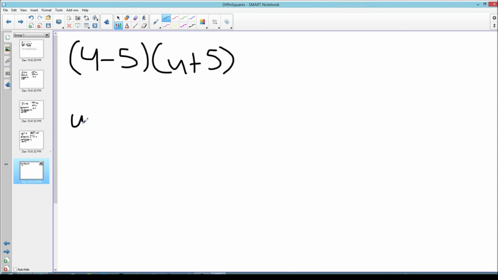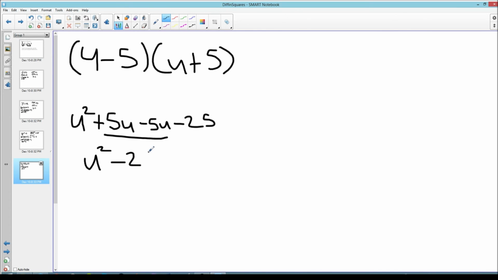So u times u would give us u squared, then u times positive 5 gives us plus 5u. Negative 5 times u gives us negative 5u, and then negative 5 times 5 gives us negative 25. So these two will cancel out, and we would be left with u squared minus 25.